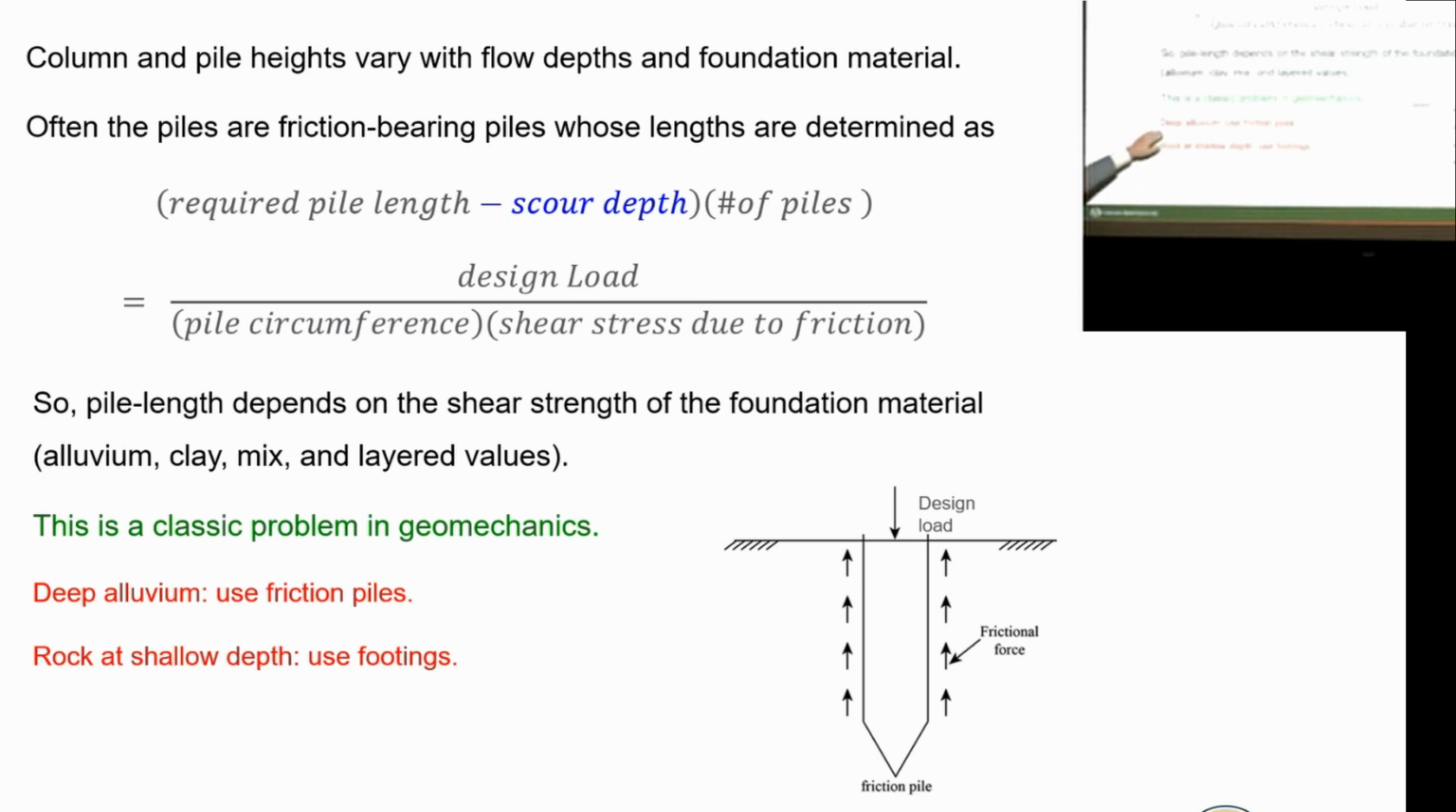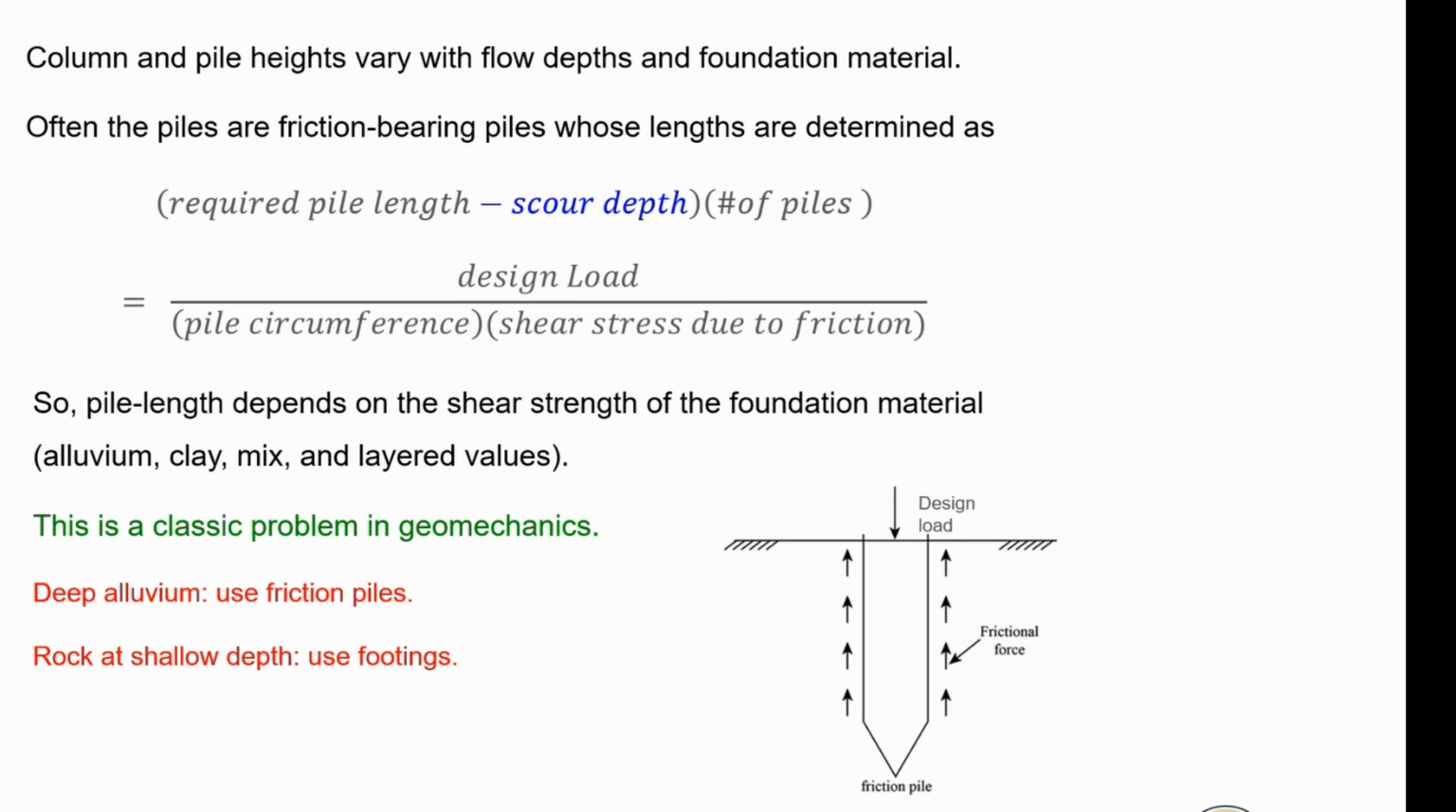So in deep alluvium, such as on the plains in Iowa, Kansas, often you use friction-bearing piles because the rock or the stiff clay is way down. It's not economical to put a footing. In mountainous areas where rock is at relatively shallow depth, use a footing. So if you're building bridges in the Rockies or many parts of Wyoming, not all parts, it doesn't take long before you hit rock. You can found the bridge on the rock.